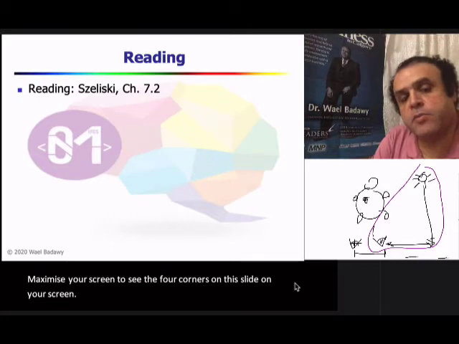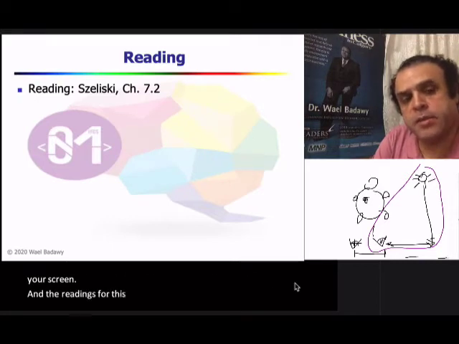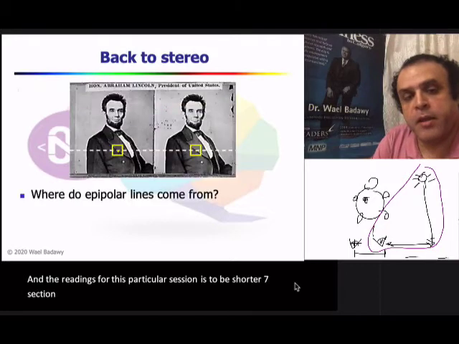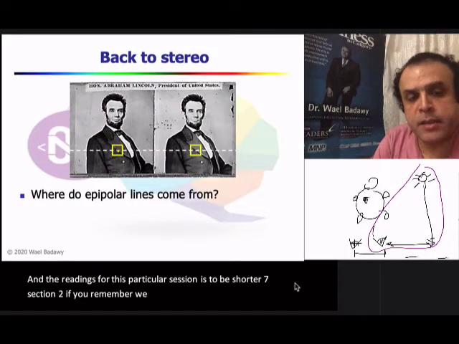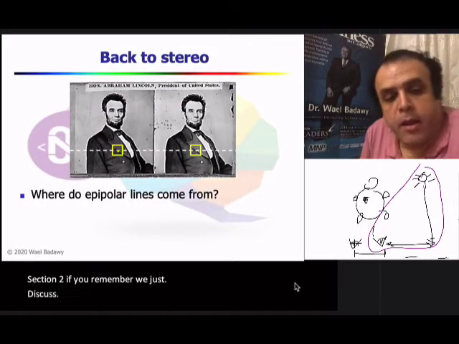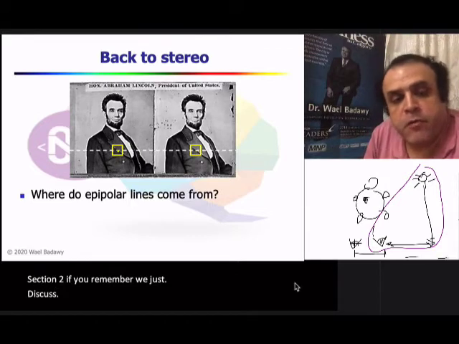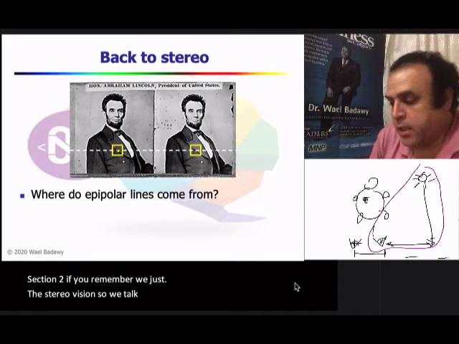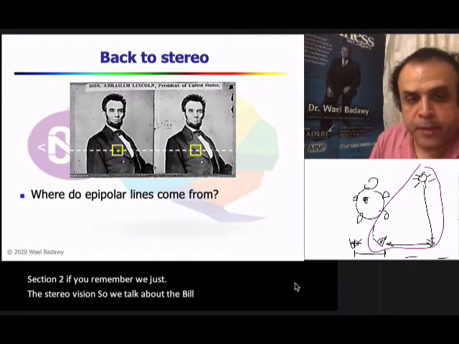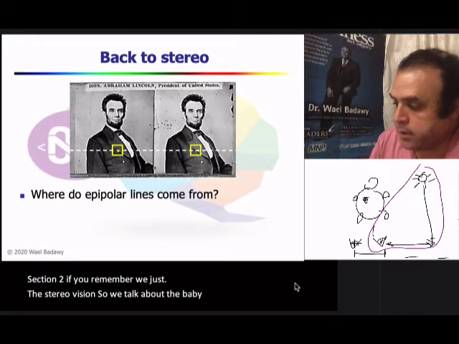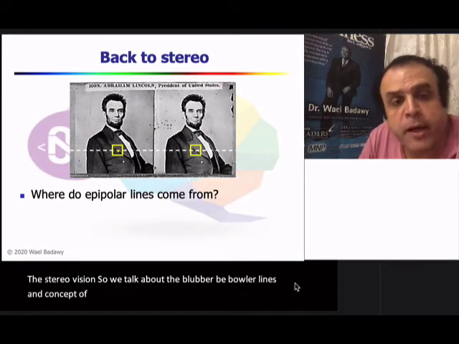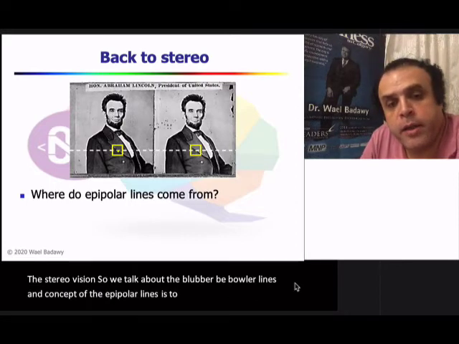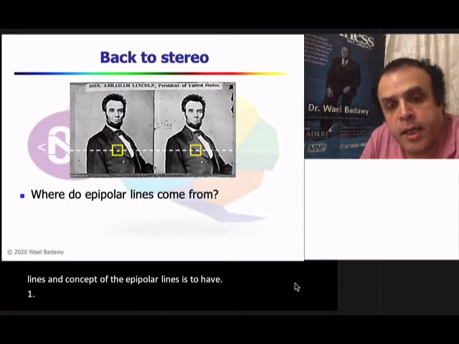And the readings for this particular session will be chapter 7, section 2. If you remember, we just discussed stereo vision. So we talked about the epipolar lines, and the concept of the epipolar lines is to have one line, and along this line we can match the features.